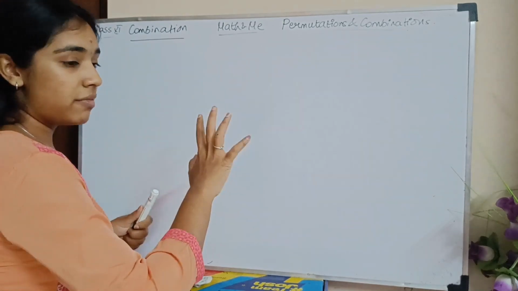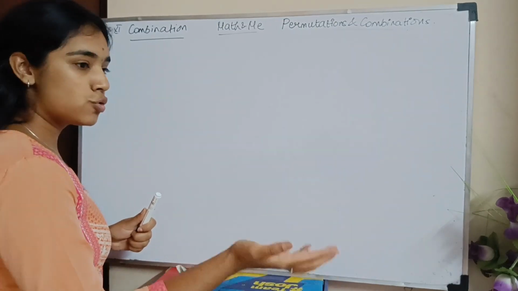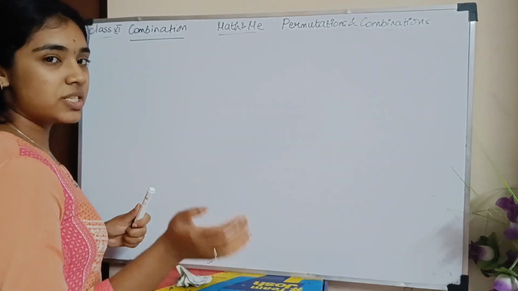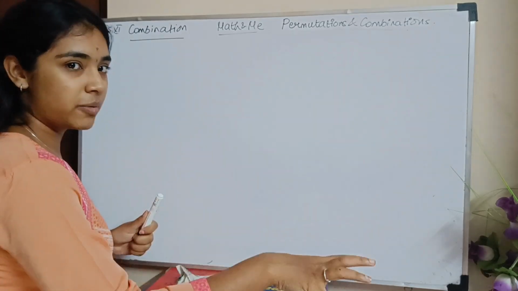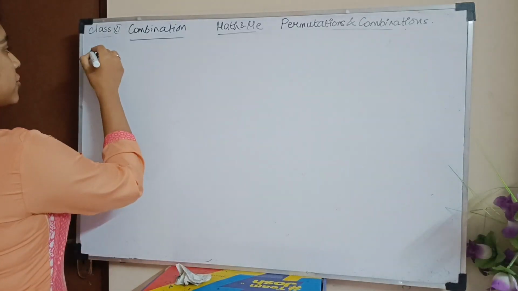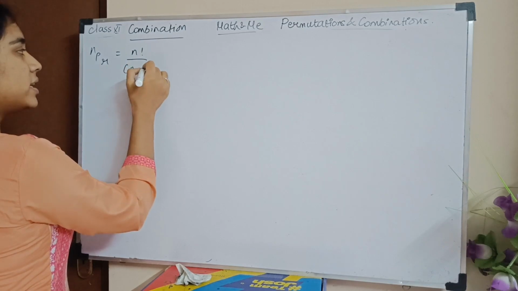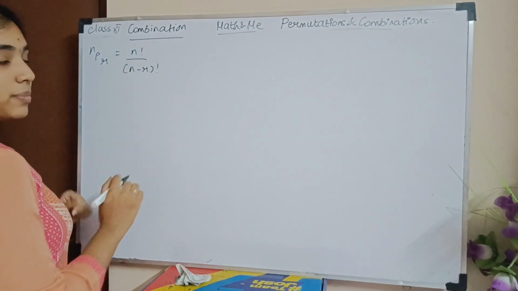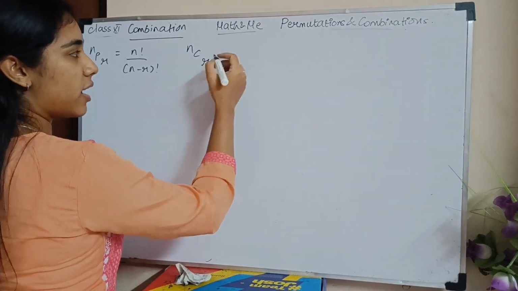Permutation means you have 5 balls: yellow, red, green, blue, orange. You have to choose 2 balls in the order, orange and red, that will be permutation. You are picking 2 balls from the 5 balls that you have and they have to be in order, that is permutation. What formula did we see for permutation? nPr is n factorial divided by n minus r factorial.